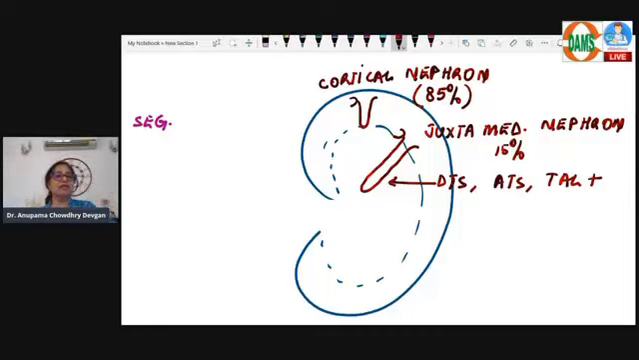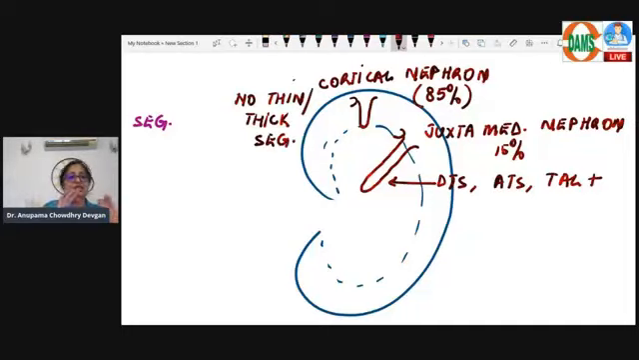Remember, it is the juxtamedullary nephrons which are responsible for the concentration of urine. They are responsible for producing a concentrated urine, right? So a cortical nephron does not have thin and thick segments. The loop of Henle of a cortical nephron has uniform diameter. Thin and thick segments are present in the juxtamedullary nephron. So the thick ascending limb will be present only in the medulla, not in the cortex.